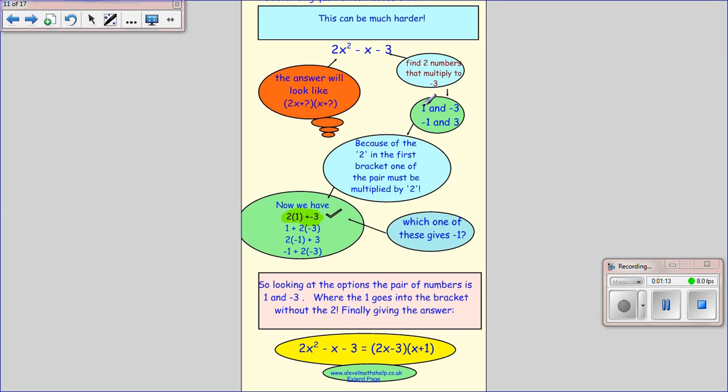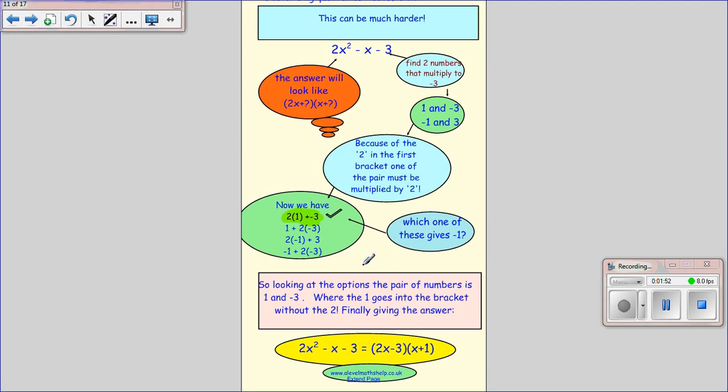So we got 1 and -3, so I need to multiply the 1 by 2, and then I need to multiply also the -3 by 2. And then for this one, I need to multiply the -1 times 2, and then I need to multiply the 3 times 2. And then I add them together to see which one's going to give me the -1 that I need. And actually, it's the first one, which is the 2 times 1, it's 2 plus -3 gives me -1. So that tells me that I'm going to have a 1 and a -3 in my brackets.